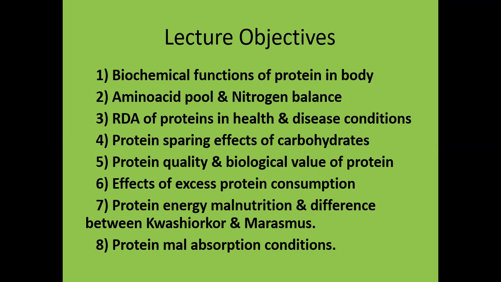the body, and to explain what the amino acid pool is and what we mean by nitrogen balance. We shall explain the recommended dietary allowances of proteins in health and in disease conditions, and dietary allowance of proteins in different age groups. And then we will explain the role of carbohydrates, that is, the protein sparing effect of carbohydrates. And then we shall explain the protein quality and the biological value of the proteins.